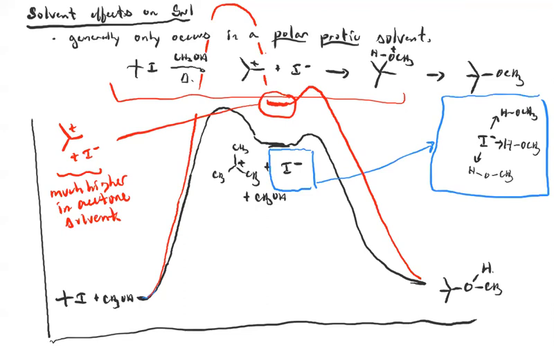Yeah, sorry, what kind of solvent is acetone? Polar, aprotic. Okay. Yeah, aprotic is the key here. Yeah, you don't have any H's that can serve as hydrogen bond donors. Okay.